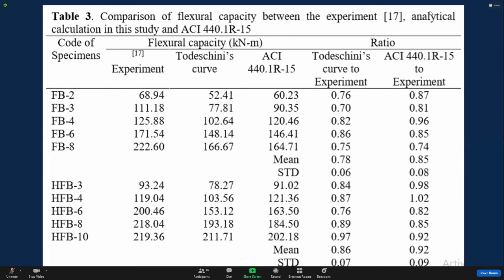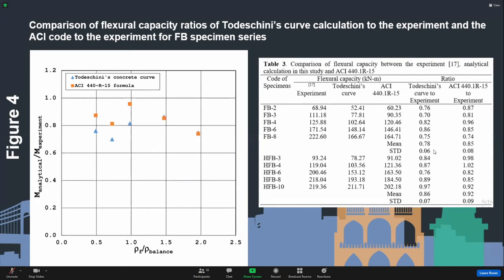This is table 3. Overall, the flexural capacity predicted using the Todeschini concrete curve underestimates the flexural capacity obtained in the experiment. Figure 4 shows that the average ratio of flexural capacity calculated using the Todeschini curve to those of the experiment for the FB series specimens is 0.76, and the standard deviation is 6%.